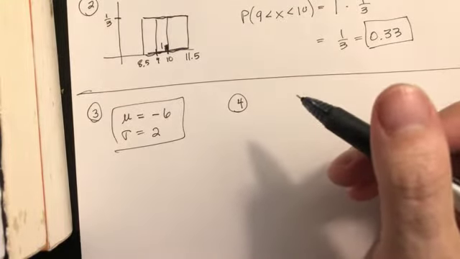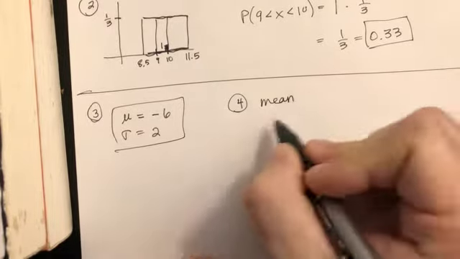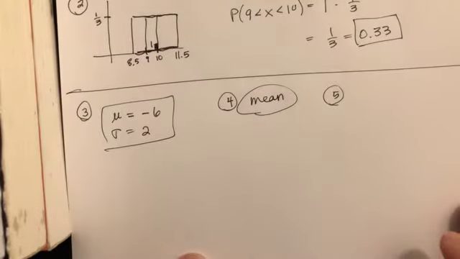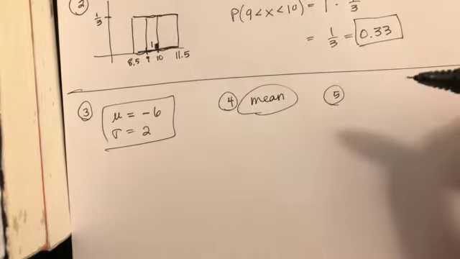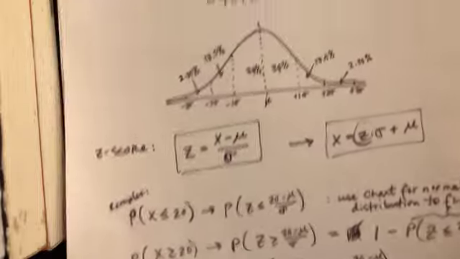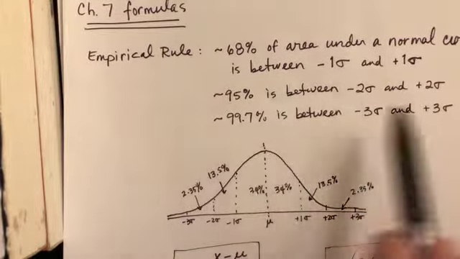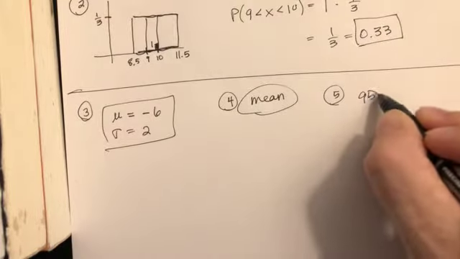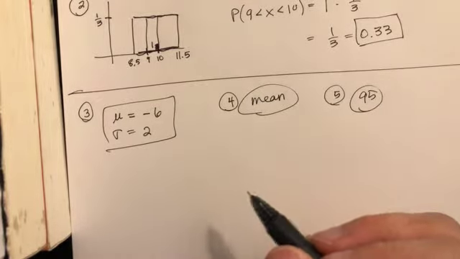Number 4 asks us, what is it symmetric about? And this is a definition, mean. Number 5 asks us approximately what percent is between -2 sigma and +2 sigma. And if you remember the empirical rule, then you might know it. But if you don't remember the empirical rule, it's on the formula chart sheet that I have. Between -2 and +2 is 95%. Okay. And number 6, 7, and 8.